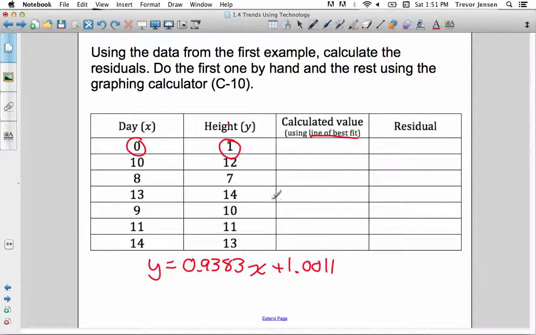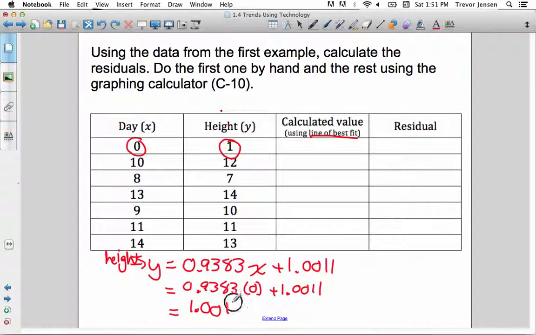Now, on day 0, the height was actually 1, but according to our line of best fit, what height would we expect? Keep in mind, y is the height on day 0, when our x value is 0. So all we have to do is plug in 0 for x: 0.9383 times 0 plus 1.0011. If we solve that, we get 1.0011. So according to the line of best fit, the height we would expect for the plant on day 0 is 1.0011.